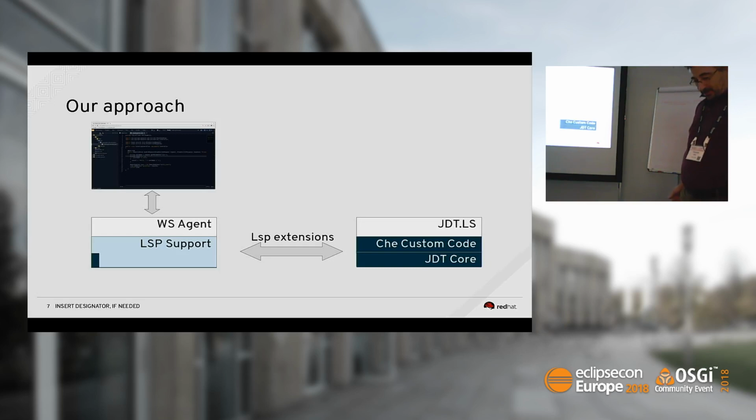The advantage, of course, is that we can get rid of all of the Java-specific code in our WS agent, which makes it smaller, and we can start the other thing in a container, etc. Everybody's happy.